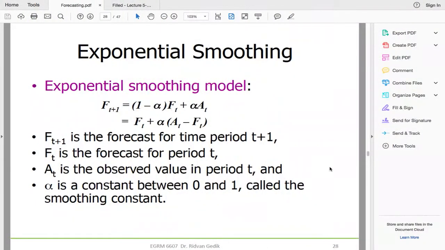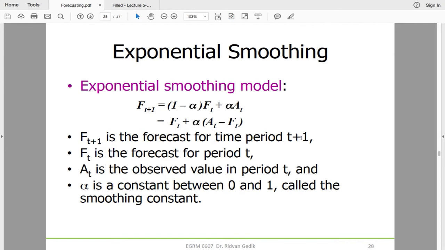Hello everyone. In this video, we are going to learn how to do forecasting by using the exponential smoothing method. The exponential smoothing model is also a straightforward model, but it's very efficient. It is completely based on this simple function as you see here. The simple function can also be rewritten in this form.